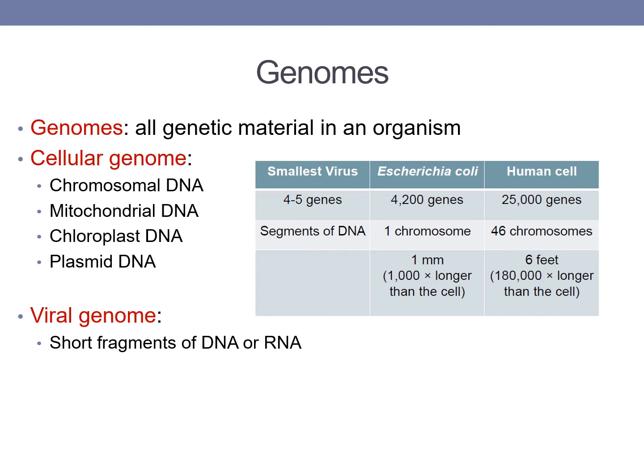So just a reminder that our genomes are all genetic material contained within an organism. And depending on the type of cell, we have different types of DNA. And so we went through the different types of DNA that you'll find in a prokaryotic cell versus a eukaryotic cell, eukaryotic cells being either animal or plant cells, and also what viral genomes consist of, DNA or RNA, but not both.